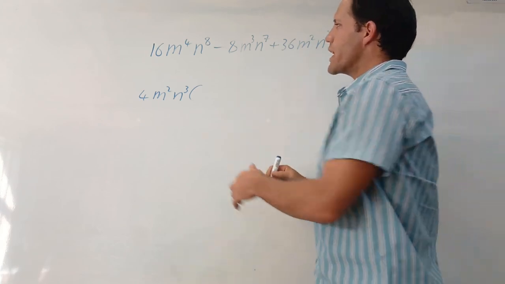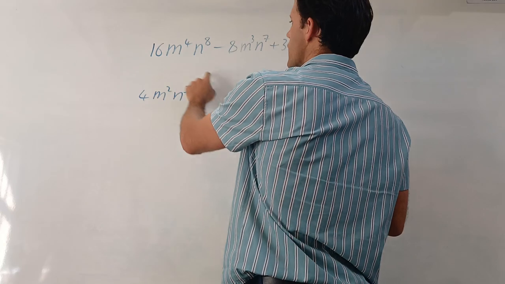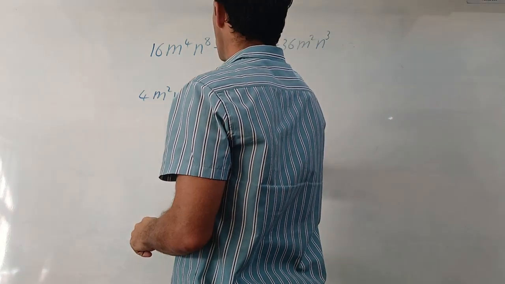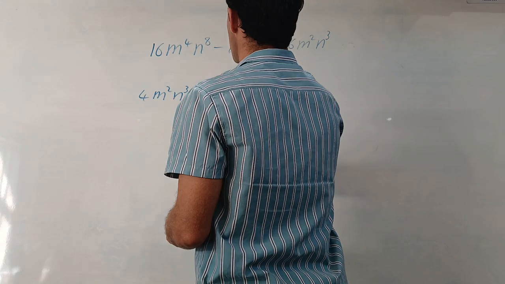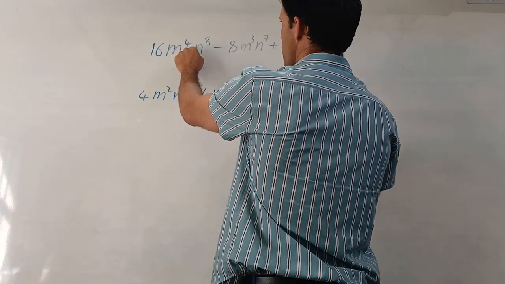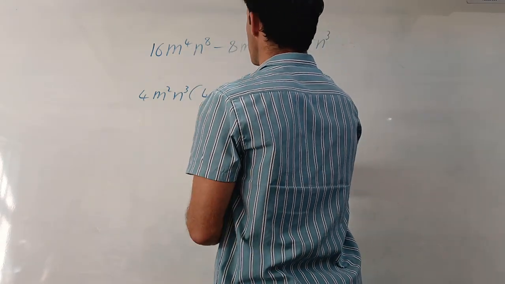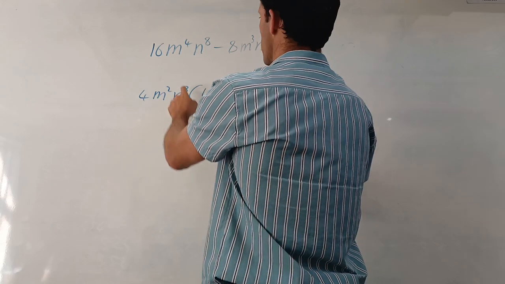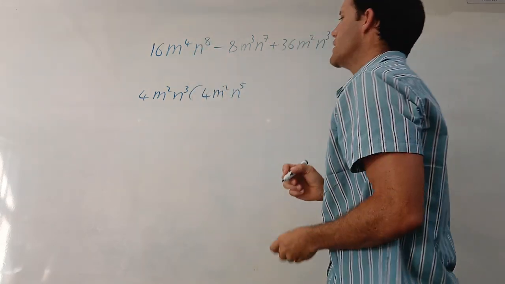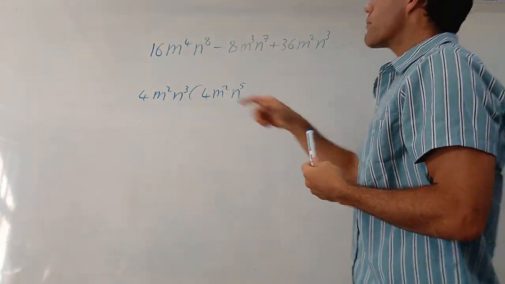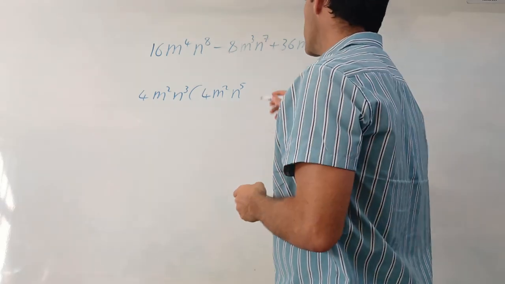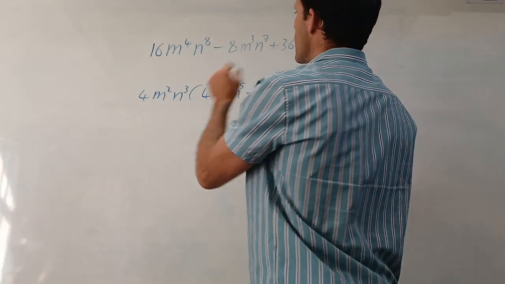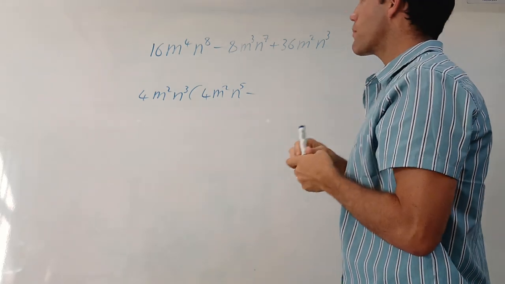So now to figure out, you can just say 4 times 4 gives you 16. m^2 times m^2 gives you m to the power 4. And then n^3 times n^5, 3 plus 5 gives you 8. So when you multiply it in again, you must get back to the original. Okay?